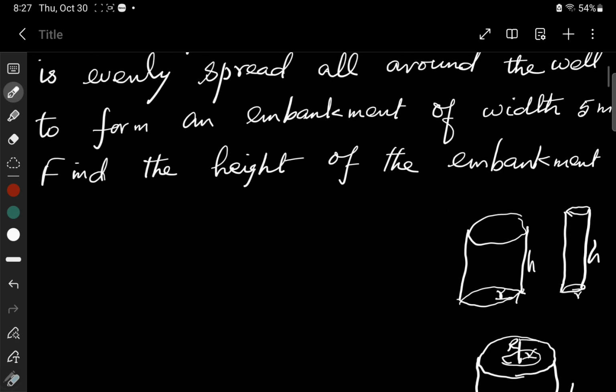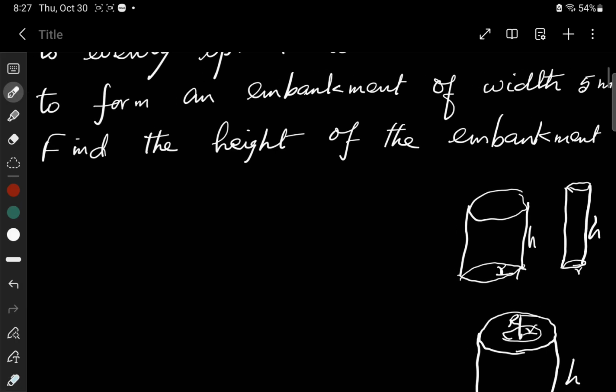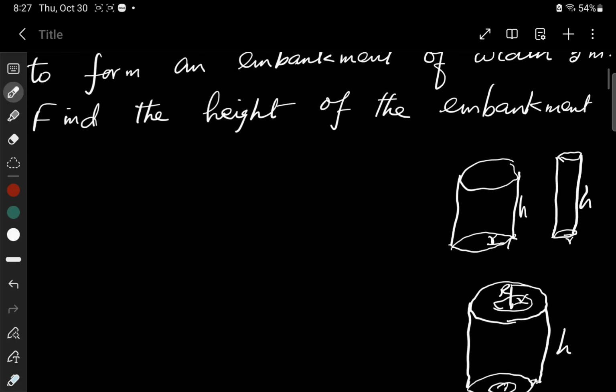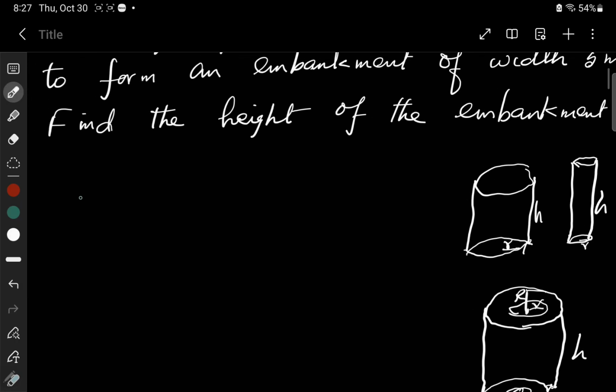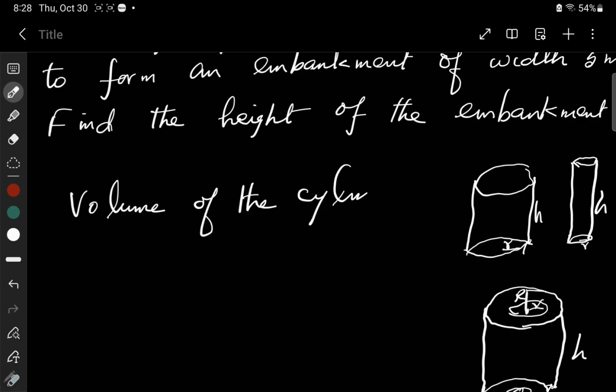Before we start doing the problem, let us discuss the volume of the cylinder and the volume of the hollow cylinder. The volume of the cylinder depends upon the area of the base. The base area is the circle, pi r squared, and it also depends on the height. If the base area and the height are bigger, you will get a bigger shape.